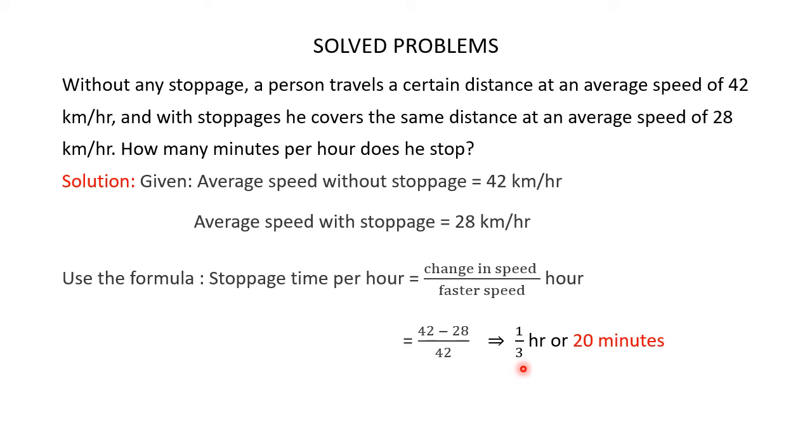Now we know that 1 hour is 60 minutes. So 1/3 hour is 1 by 3 multiplied by 60, which is 20 minutes. So the person stops for 20 minutes every hour.